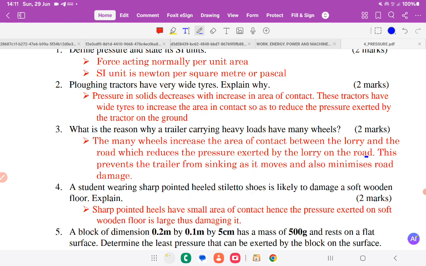Okay, so the small area, that's one mark, that's the key concept, and this will lead to high pressure or large pressure, leading to damage. Okay, so however you frame this answer, make sure that you mention the fact that the shoes have a small area of contact, and this leads to high pressure, hence damage to the wooden floor.